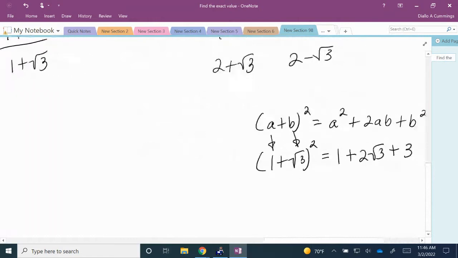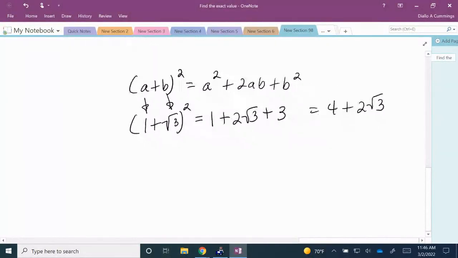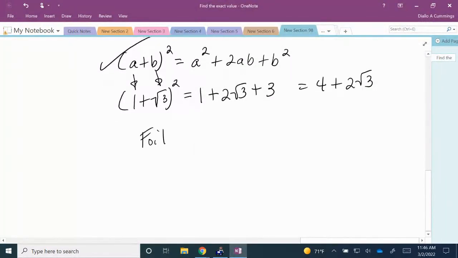I could also FOIL this thing out. Now I think the better algebra student would probably do it this way, but I'm just going to FOIL it out just to show you both methods. So this would be using the FOIL method: 1 plus the square root of 3 times 1 plus the square root of 3.